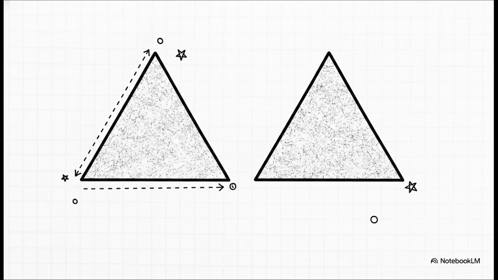Every specific side on the first triangle must have a perfect matching partner of the exact same length on the second triangle. And it's the exact same deal for the angles. Every specific angle has to match a corresponding angle of the exact same measure. We're talking about a strict, exact, part-to-part alignment here.